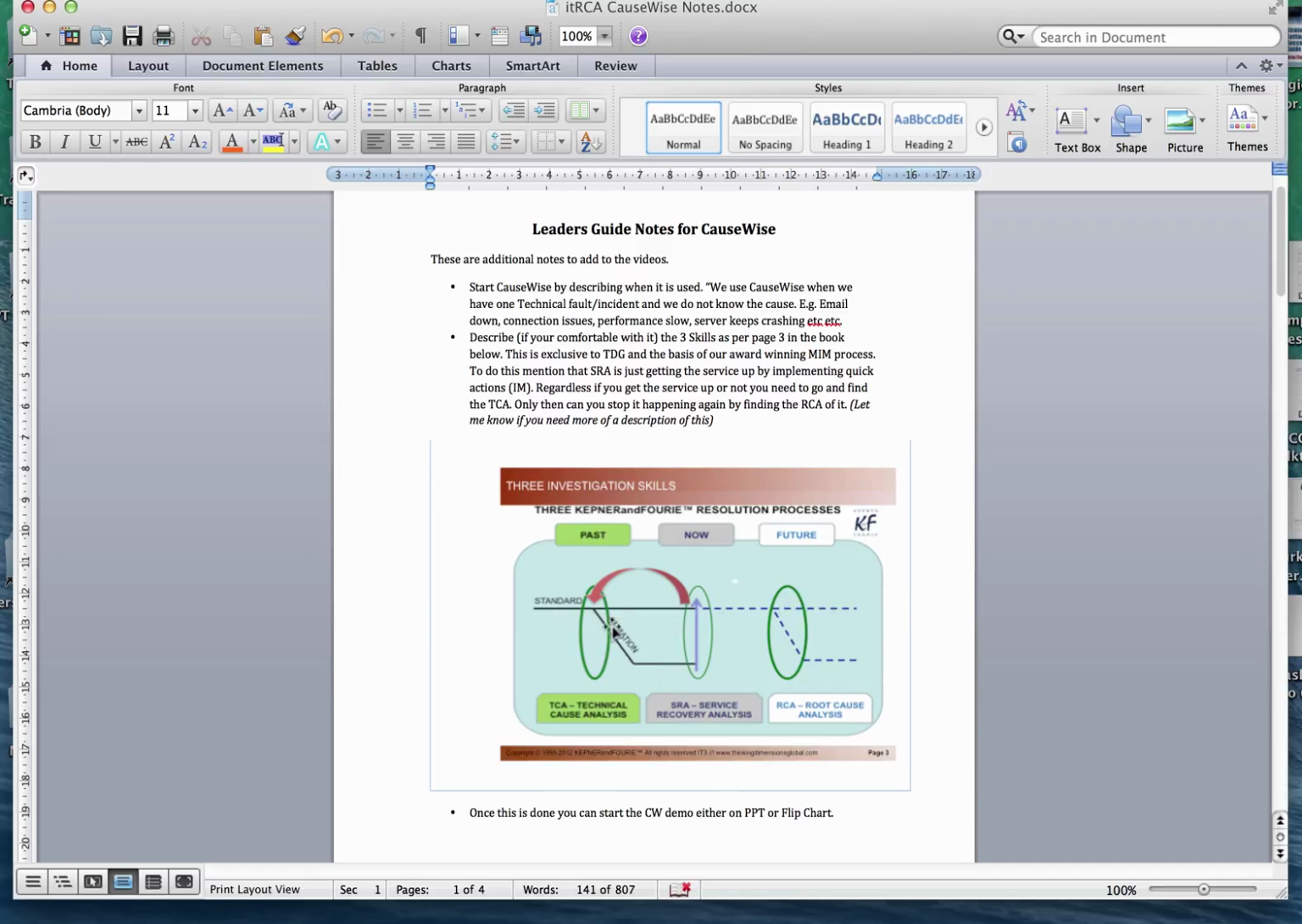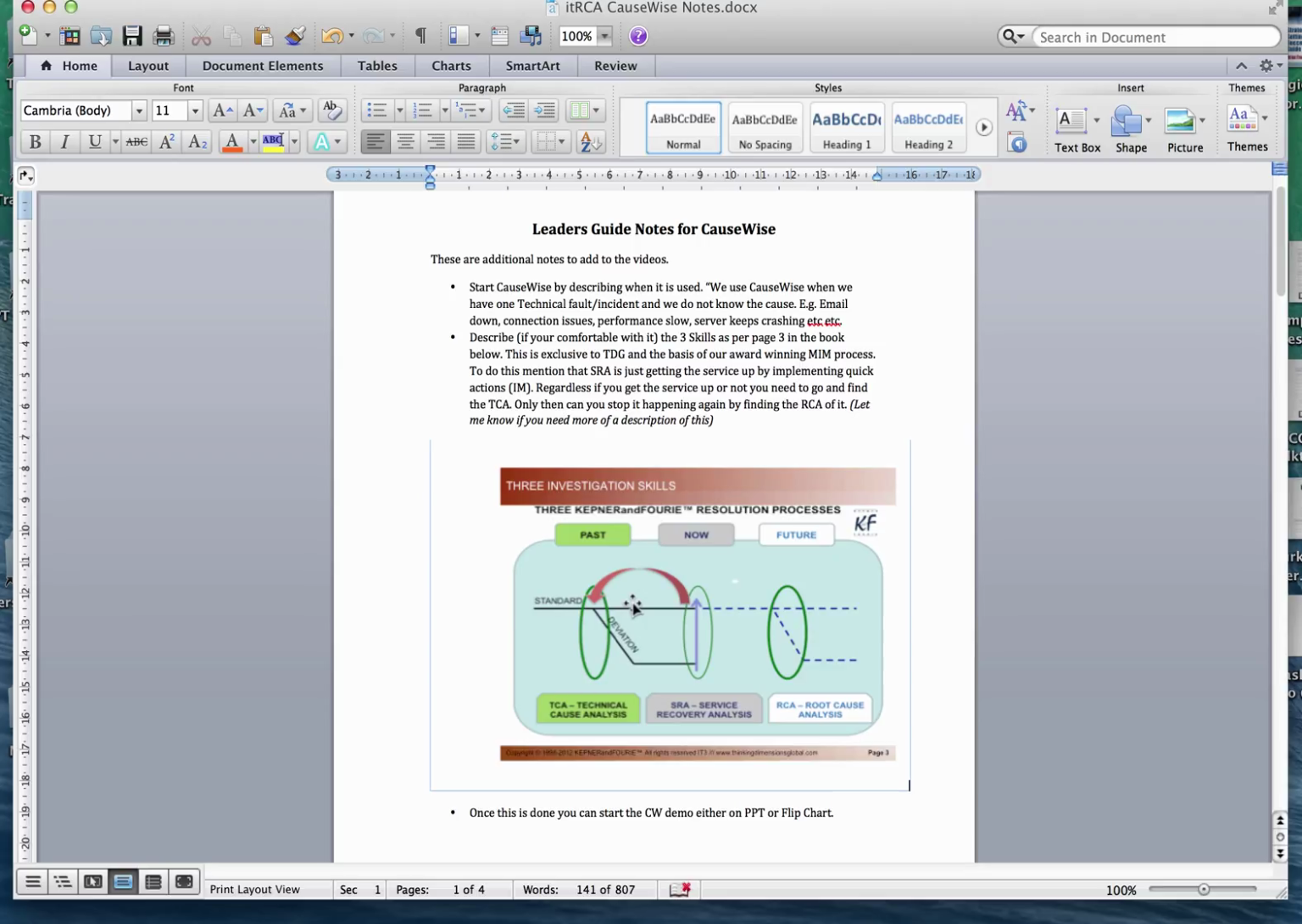The root cause is the underlying reasons for the technical cause. Why did this happen? Okay, and that's what we're looking for over here. Okay, the underlying reasons that caused it to happen, so that we can prevent this thing happening again. I normally use the example to explain this of a printing situation we had with a client.